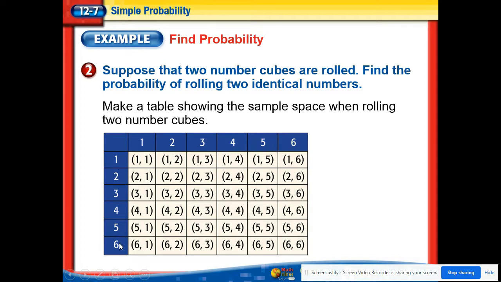The first die could be 1 through 6, and this one's 1 through 6. And so we have a 1 and a 1, and a 1 and a 2, and a 1 and a 3, and a 1 and a 4. All these different possibilities that can occur. Now, there are 36 total of them.